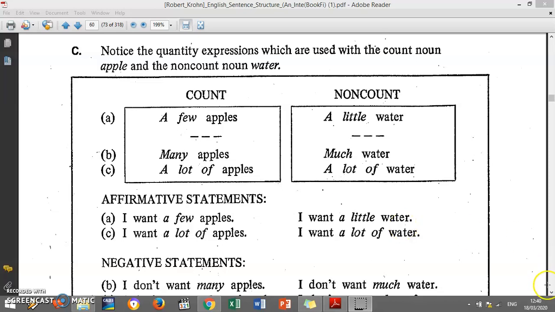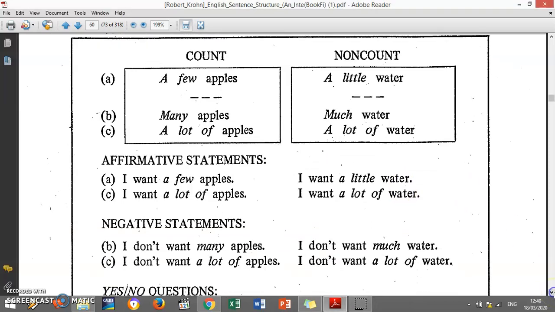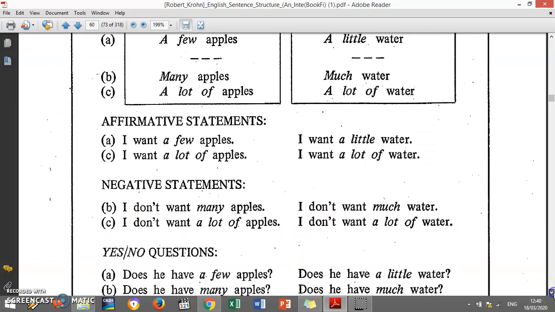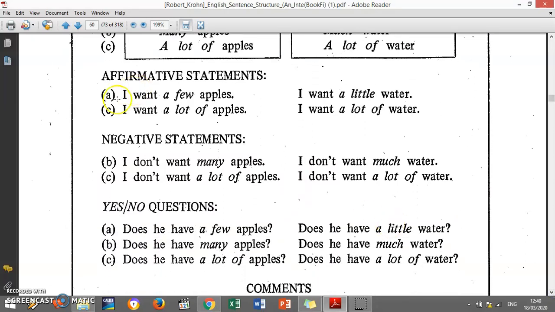For the use of countable and uncountable quantity in affirmative statements, affirmative artinya positif, kalimat yang positif, you can say I want a few apples or I want a little water. And then I want a lot of apples, I want a lot of water. Or maybe you can say I want a lot of money, for example. Jadi money atau uang di sini tidak bisa dihitung. Yang bisa dihitung adalah ketika dia sudah menggunakan mata uang. Jadi 1 rupiah, 2 rupiah, tetapi untuk uang dia tidak bisa dihitung. There is no 1 money, 2 money, tidak bisa 1 uang, 2 uang, but you can say a little money or a lot of money.